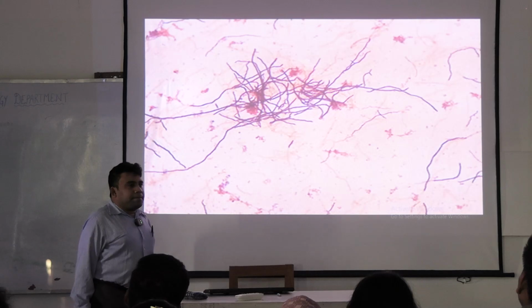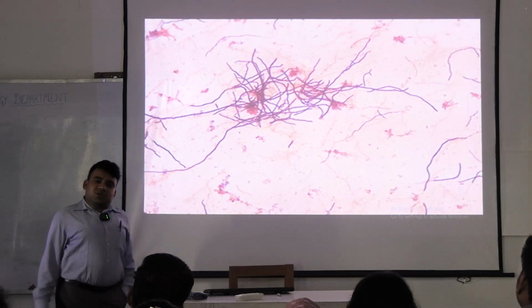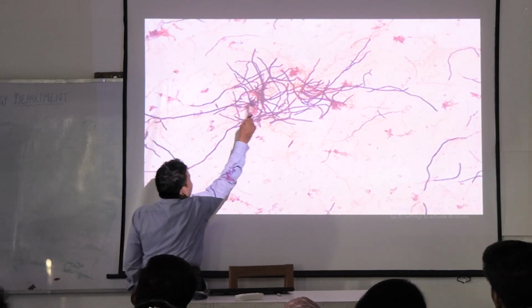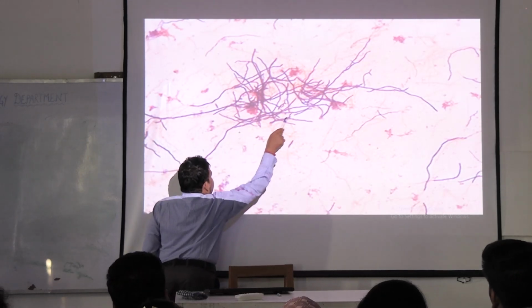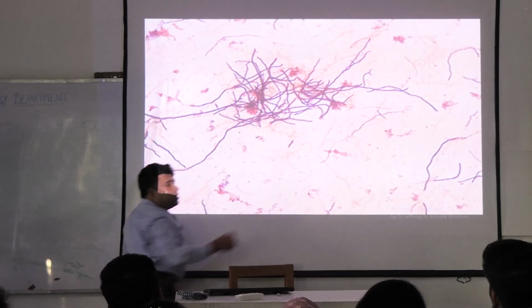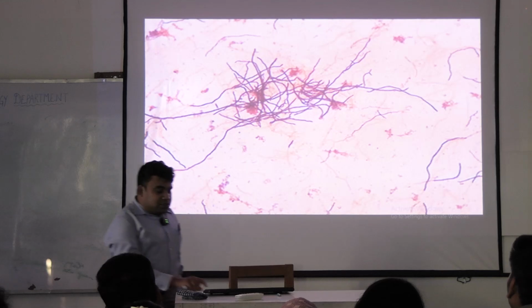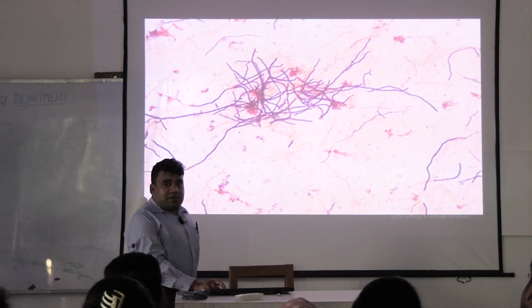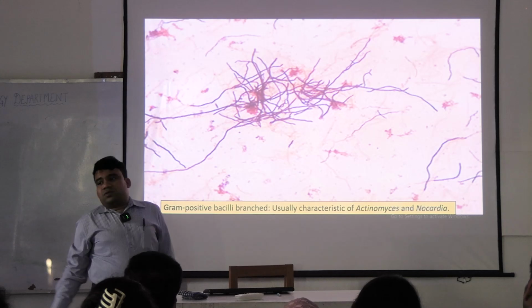What is this? This is also gram positive bacilli, but one more thing. Can you see branching over here? Look at this, like a tree branch. This is gram positive bacilli with branching pattern. This is Actinomyces or Nocardia.